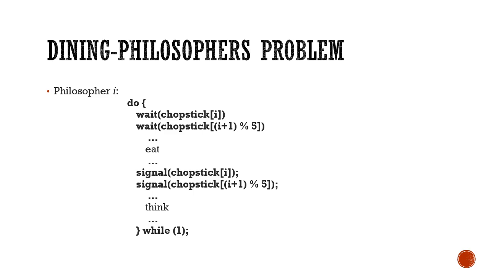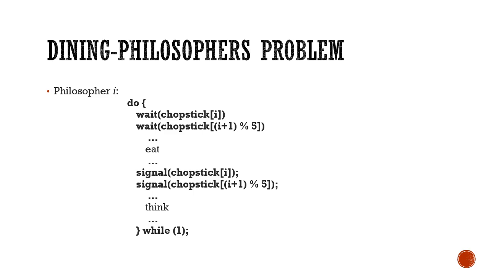The dining philosopher's problem is a classic synchronization problem in computer science, often used to illustrate the challenges of resource sharing and deadlock prevention. In the provided code, there are 5 philosophers sitting at a circular table. Each philosopher alternates between thinking and eating. However, each philosopher needs 2 chopsticks to eat, one on the left and one on the right. Here's the breakdown of the code.